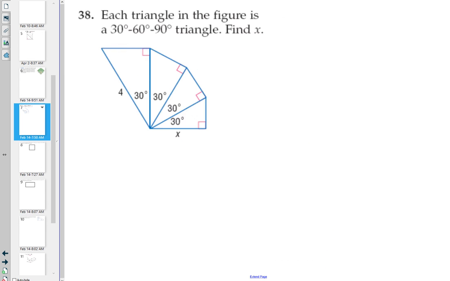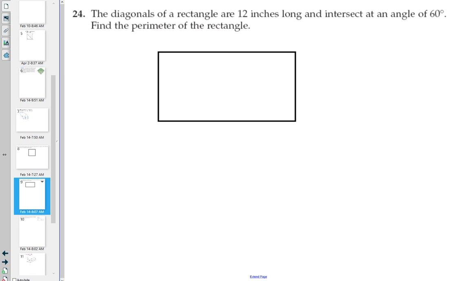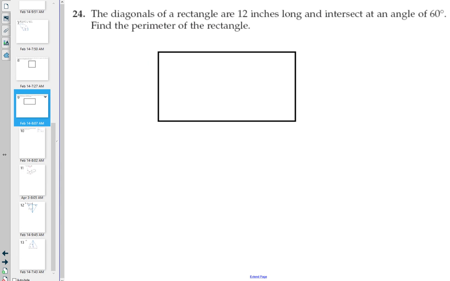Okay, so let's see. I think we left off here. We haven't done this one yet, the rectangle. Yes, no, maybe so.